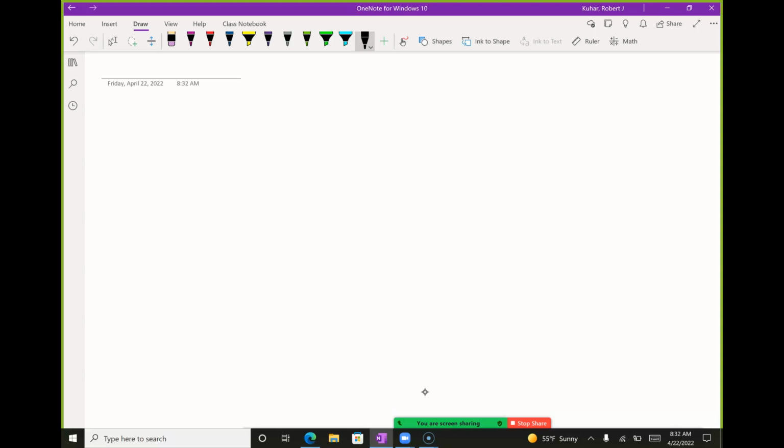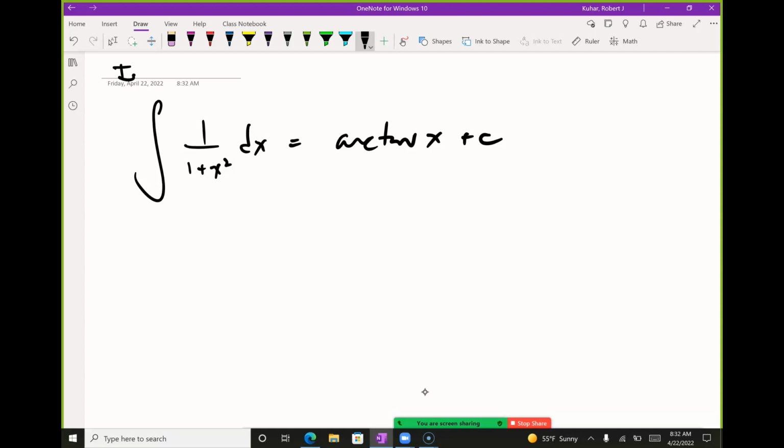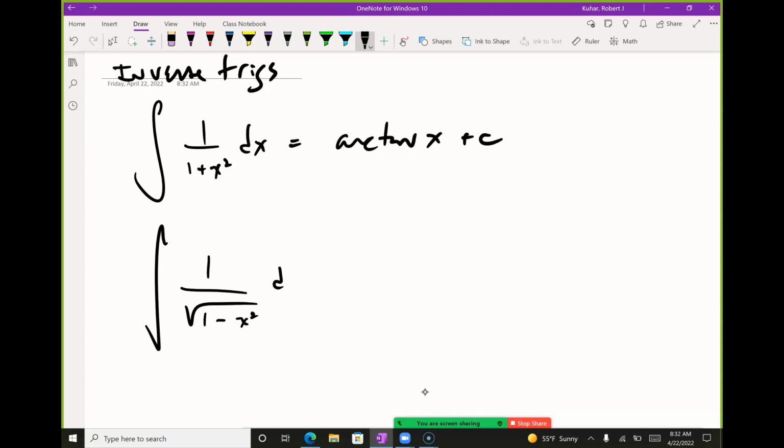So first of all, I could see something like just the plain old integral of 1 over 1 plus x squared, so this is an arctan of x plus c, right? So this is my last method, inverse trigs. I could see something like just the direct version of arcsine. So I just want to make sure I recognize those, right?